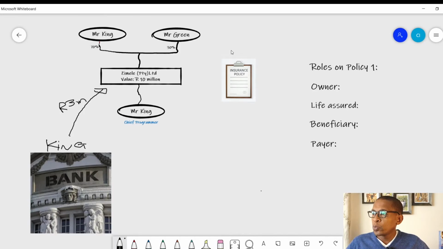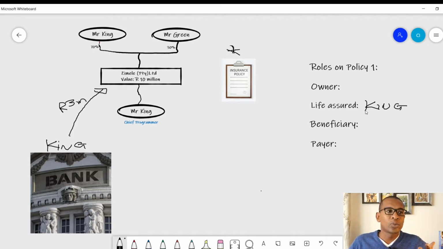So a solution to that problem would be, as one of the options, to have the company Zimele take out a policy on the life of Mr. King, because he's the person that used his house as security, so that in the event at least of a death or a disability event, which is unplanned, some funds are paid to settle that loan account that Mr. King took out with the bank. So a possible solution could be to introduce an insurance policy on the life of Mr. King, because what we want is that in the event of the death or disability of Mr.